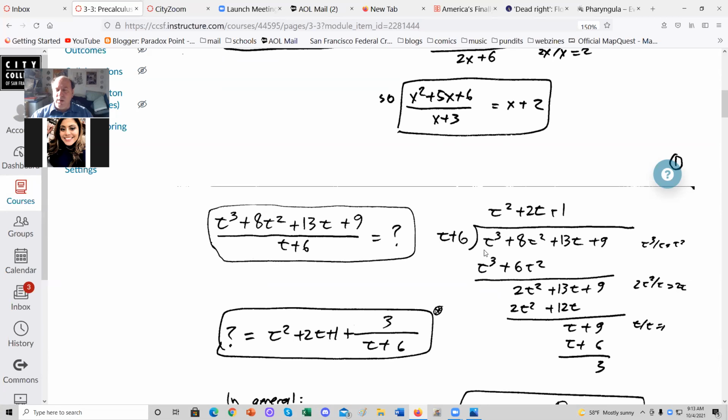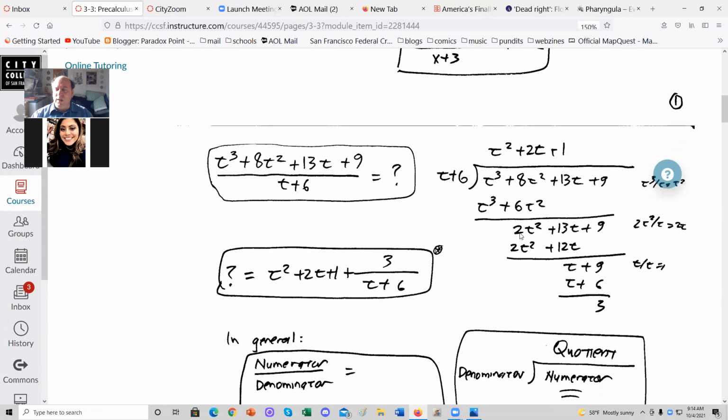Take ratio of leading terms. t cubed over t is t squared. Put that in the quotient. t squared times t plus 6 is t cubed plus 6t squared. Subtract. We're left with 2t squared plus 3t plus 9. Now, 2t squared over t is 2t. Put that in the quotient. Times t plus 6 is 2t squared plus 12t. Subtract, we're left with t plus 9.